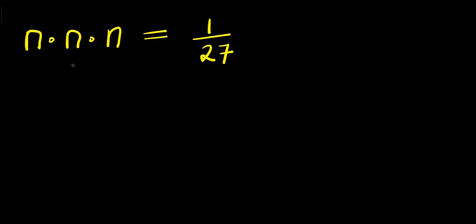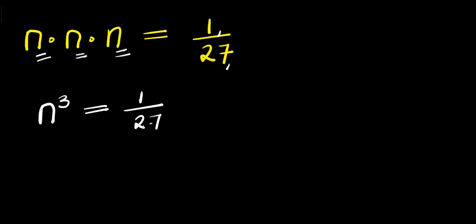Hello, how to solve n times n times n equals 1 divided by 27. Now, let's multiply this left-hand side, n times n power 2 times n. This is n power 3 equals 1 divided by 27. Now, I can express 1 as 1 times 1 times 1.